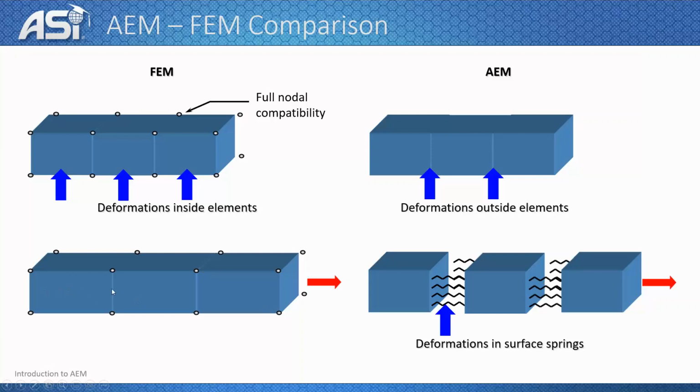So if you are applying here a tension load, let's say of 1 inch, then the total displacement here is going to be 1 inch. Also here in the applied element method, the total displacement is going to be 1 inch.